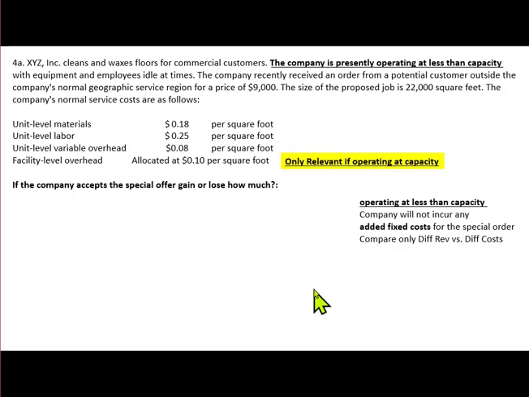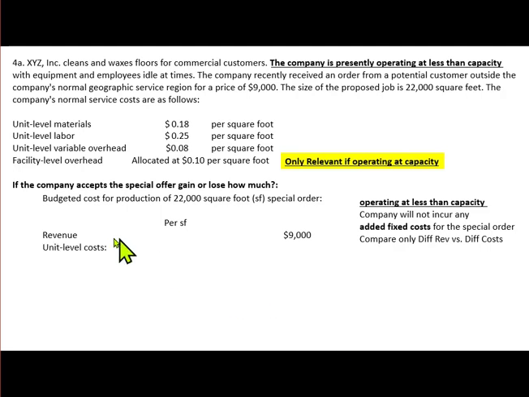So the only thing that's relevant here is if operating cost or capacity for this facility level overhead to be included, and you don't include it because we're not operating at capacity. Very important idea.